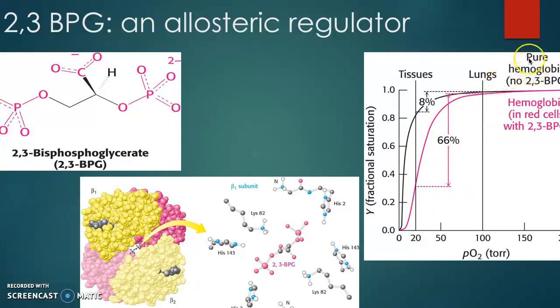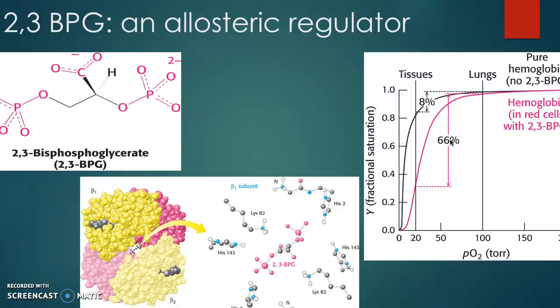And as you can see, if you purify hemoglobin, its oxygen carrying capacity is so high that it would only release 8%. So what naturally occurs in red blood cells allows for 66% of that oxygen to be released for cellular use. And ultimately, that 2,3-BPG would have to be released in order for oxygen to bind.